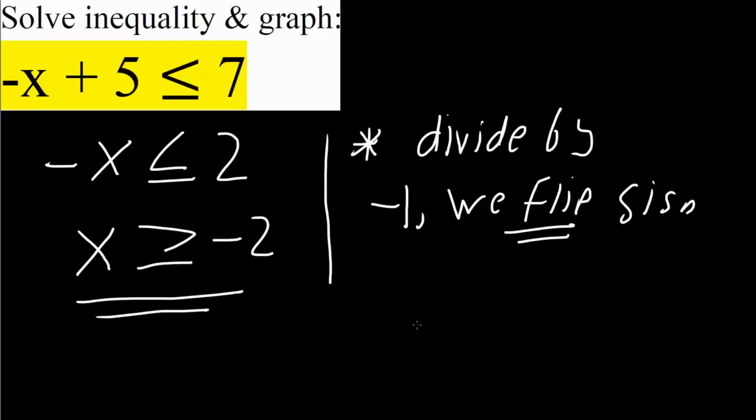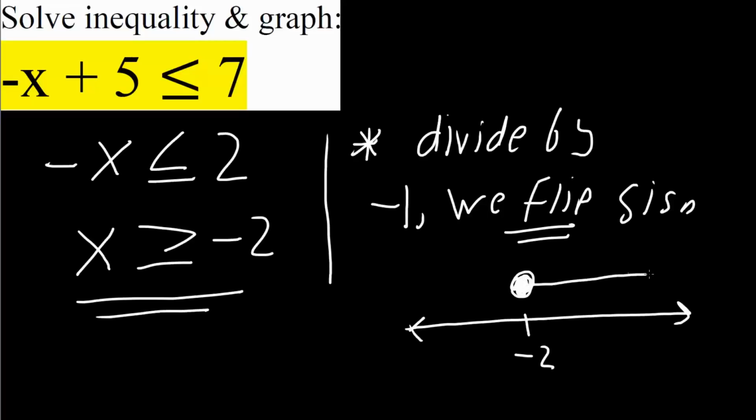And if I was to graph this inequality, this is what I would get. Let's say -2 is this. X is greater than or equal to -2. And so we would have a closed circle. I will shade the circle in, meaning x could be -2. And I would draw an arrow this way.